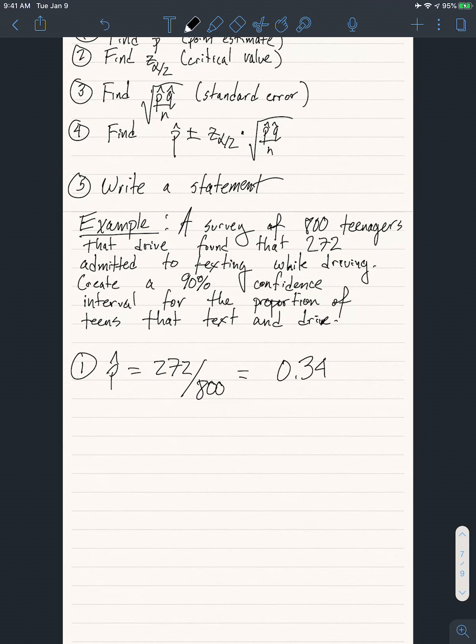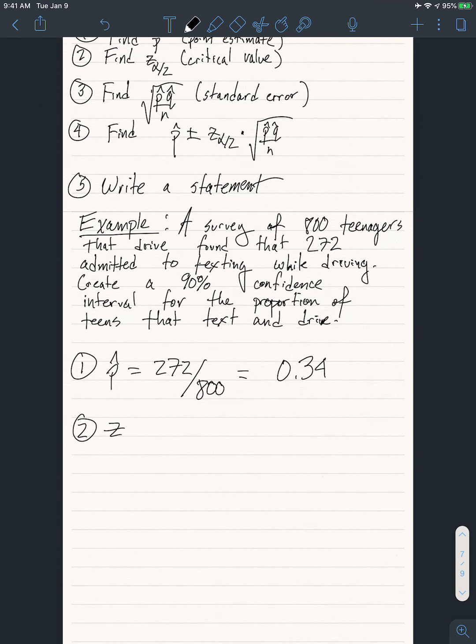A lot of times in the news, that's what they're going to put out. They're going to say 34% of teens admit to texting and driving. And then in the footnotes, or somewhere else, depending on the source, is where you're going to find this confidence interval. But we found 34% admitted to texting while driving. Since we only talked to 800 teenagers, it might be a little bit more, might be a little less. So we're going to construct a range that we're pretty confident the true proportion actually falls within.